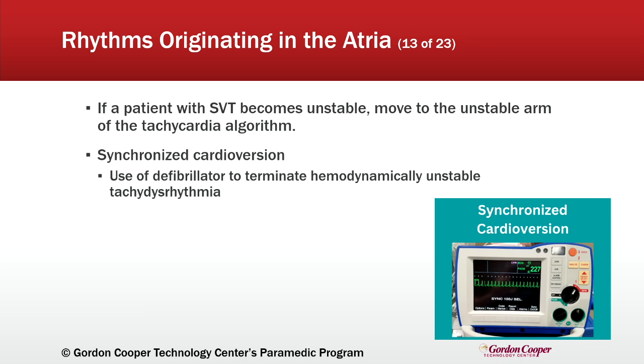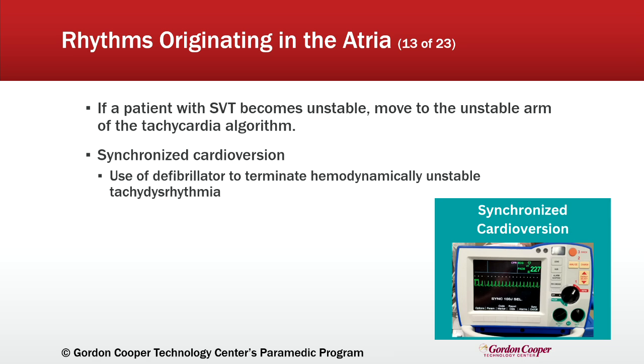Now, here we're going to talk about unstable. So if at any time the condition of a patient with SVT becomes unstable, so what we mean by that is we have signs of decreased perfusion, altered mental status, hypotension, chest pain, those kinds of things, it's critical to move to the unstable arm of the tachycardia algorithm. So synchronized cardioversion is indicated for the termination of a hemodynamically unstable tachydysrhythmia. And that procedure is essential when the patient's condition is deteriorating and it requires immediate intervention. So, prepare your defibrillator for synchronized cardioversion. Ensure the device is set to synchronize with the patient's R wave. Typically, just one button to push.